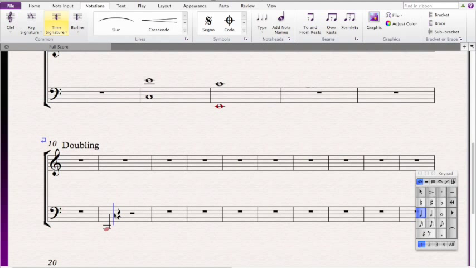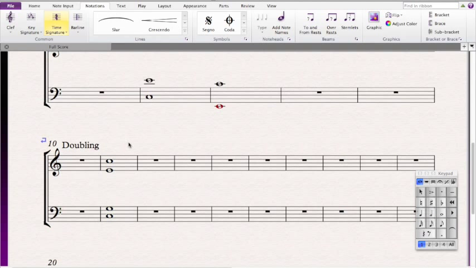So let's go with a root position chord. That means that the root is in the bass. Now, in a root position chord, you want to double the bass. That's the same as saying you want to double the root. Either one works. It means the same thing as the root is in the bass.